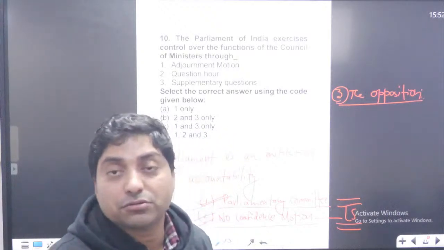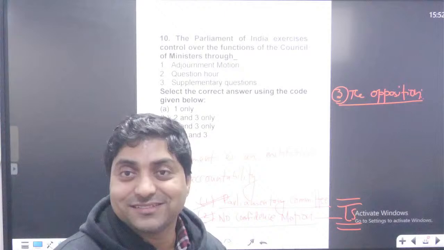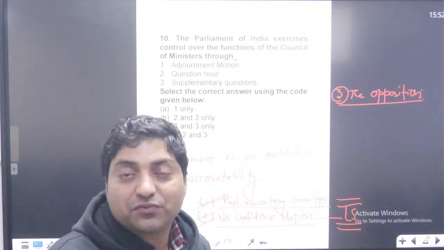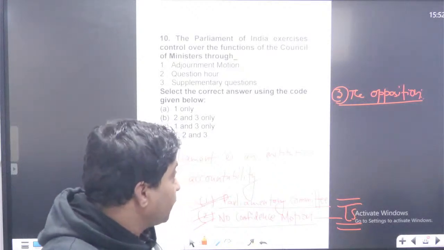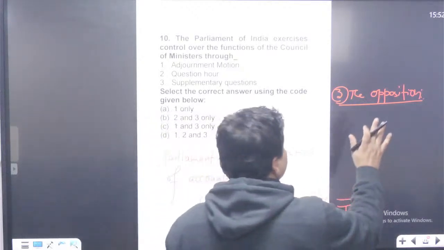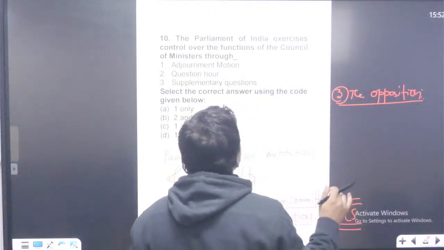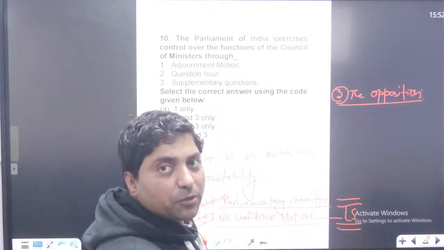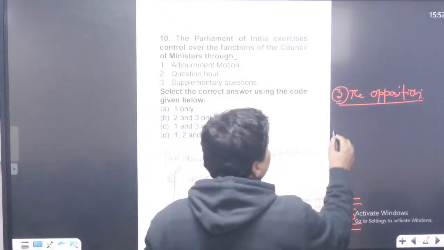Otherwise, the government turns authoritarian. When the opposition is weak, it is fragmented. And therefore, the opposition is very much necessary in a democracy to ensure accountability of the government or the Council of Ministers.